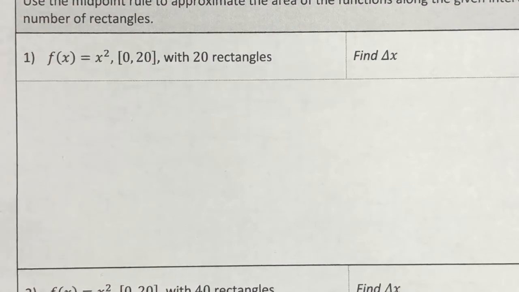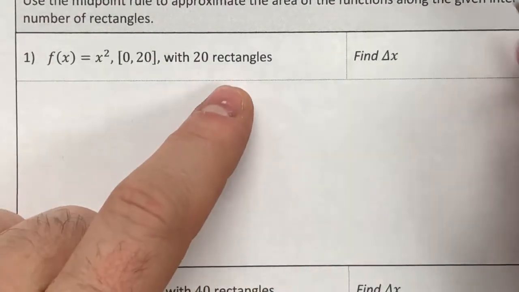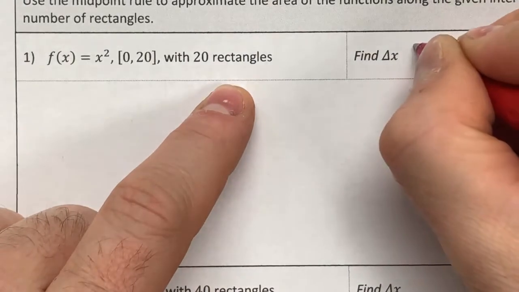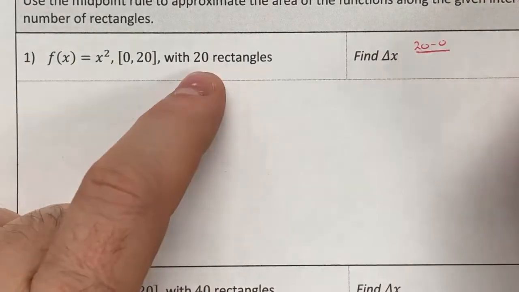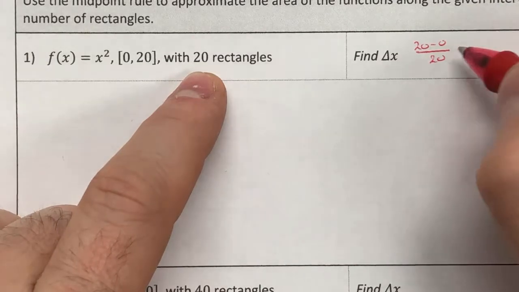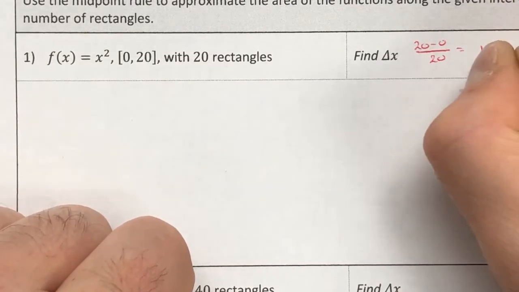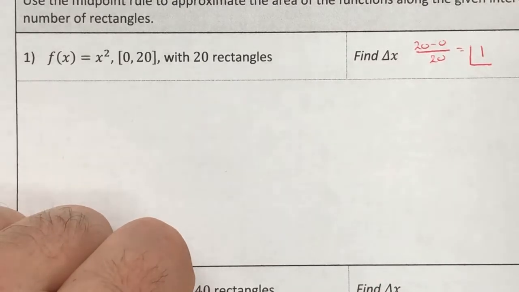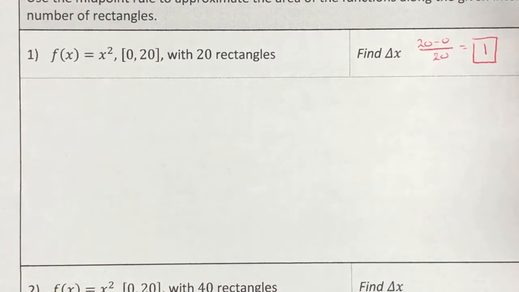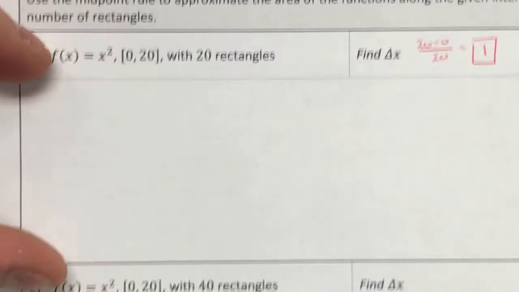How close are we? Okay, well, first off, let's find our delta x. So our delta x, remember we said it's b minus a, so 20 minus 0 divided by the number of rectangles. It's going to be divided by 20. So we get delta x is equal to 1. This is going to make our math a lot simpler. So let's go ahead and plug that in.